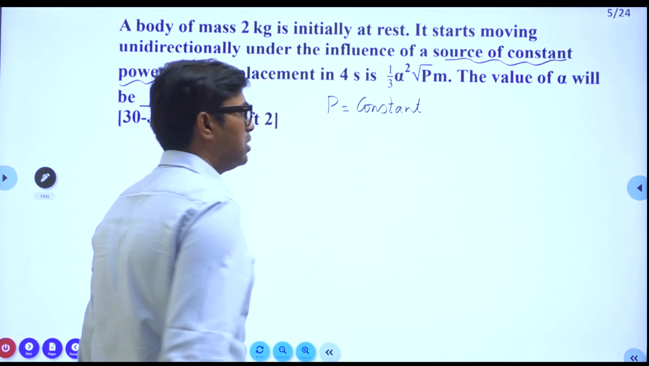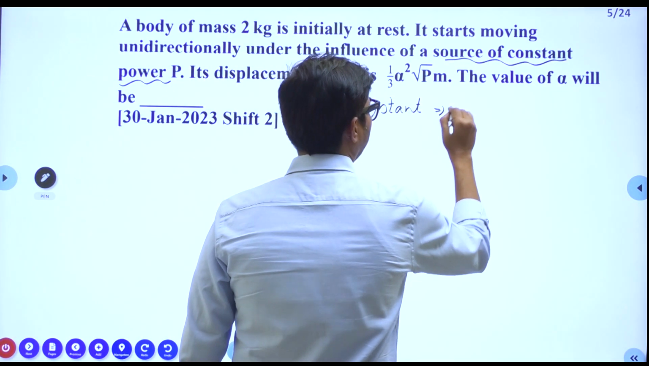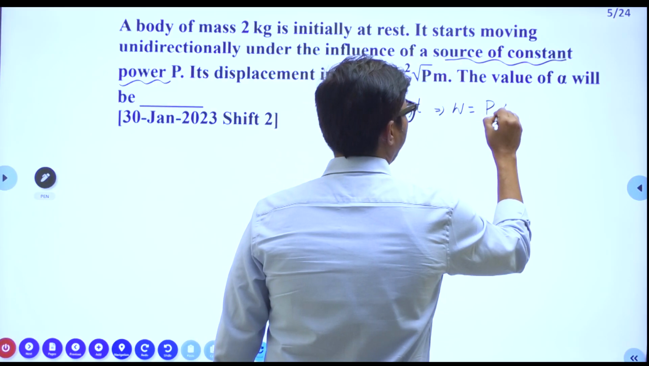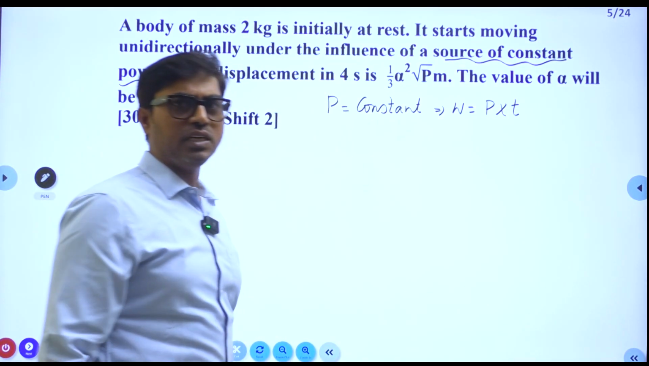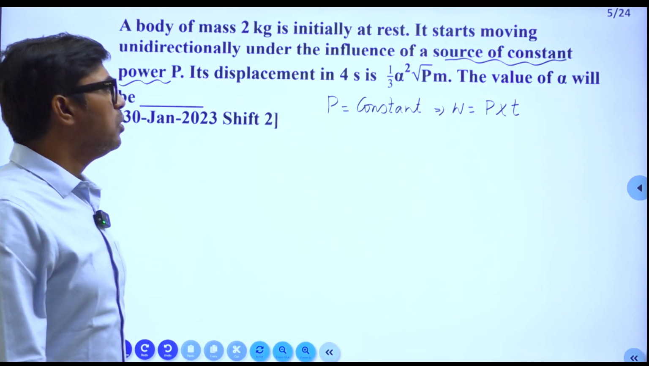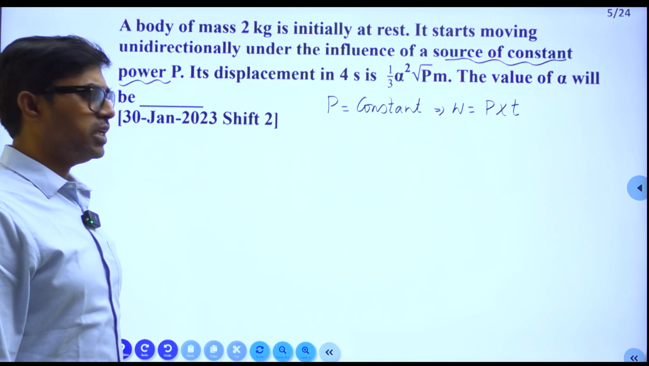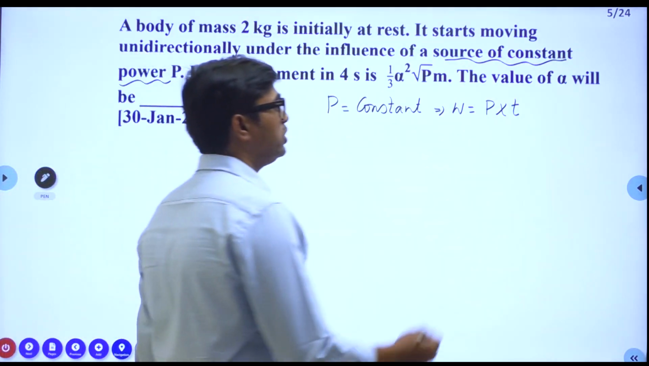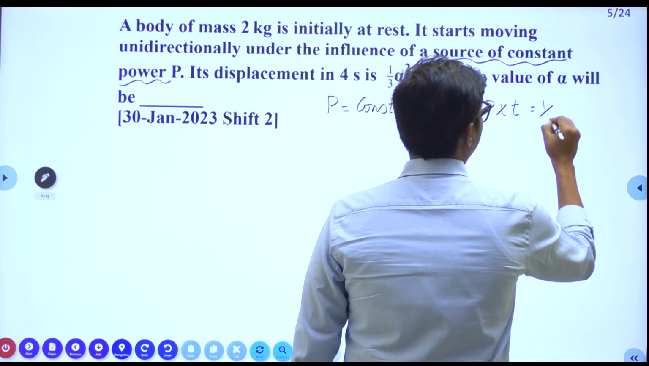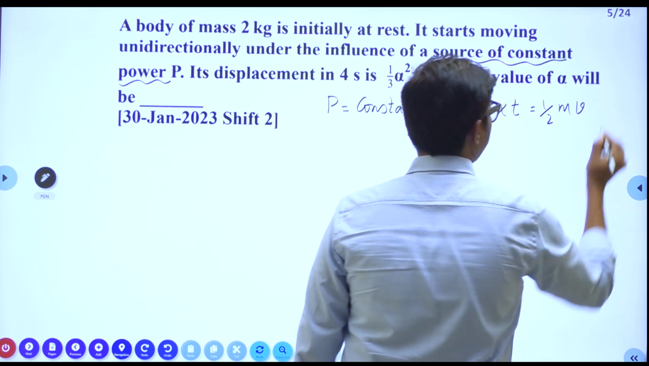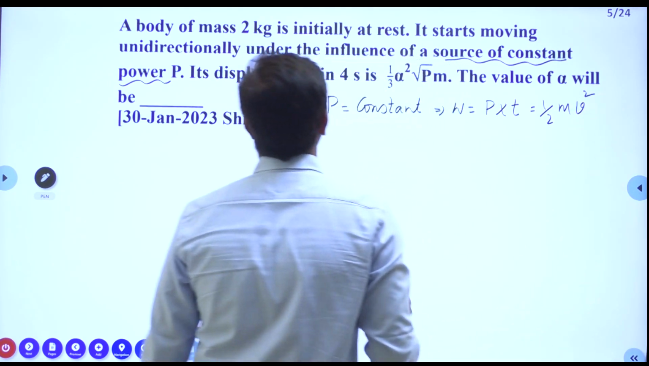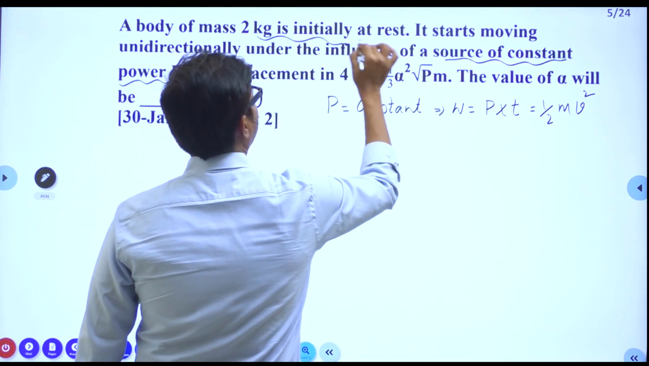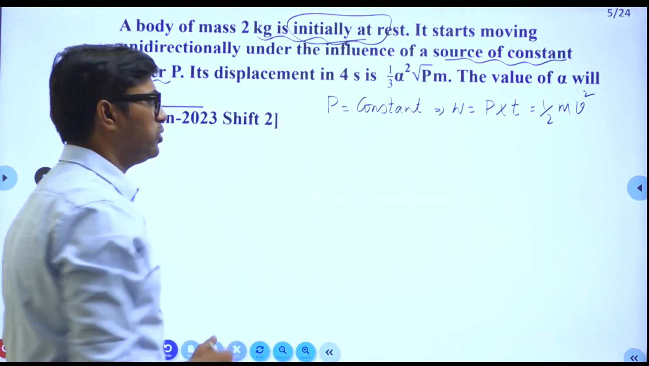If power is constant, then work done is equal to power into time interval. Right? Integral p dt you need to do. But then p is constant, so p into time taken. But work done must be equal to change in kinetic energy. I'm assuming the initial velocity is 0 because it's given as rest. Not necessary to assume, it is given also.